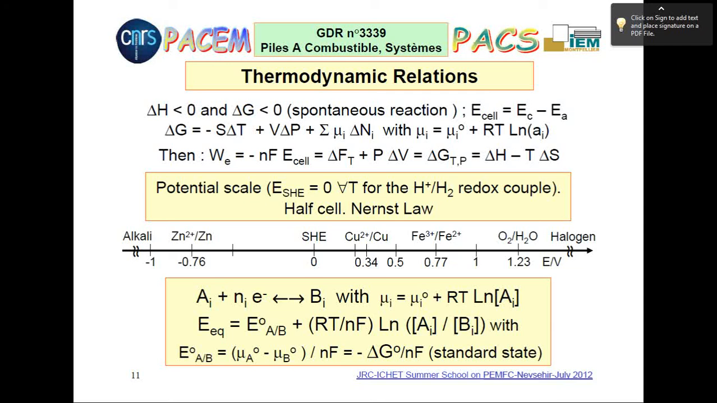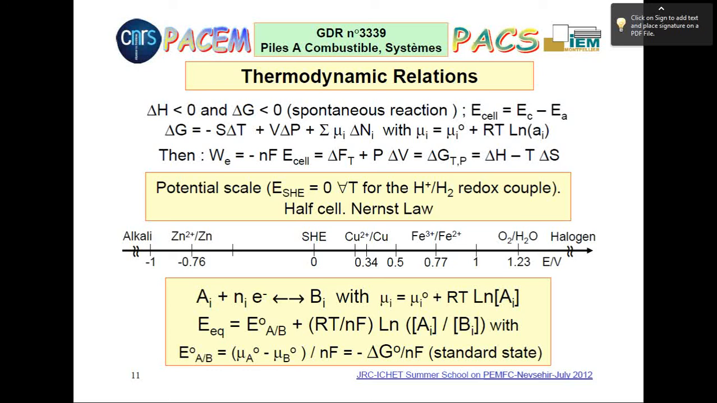That means the free energy in the reversible condition is equal to the external work. So you have two works. You have the electrical work and you have the mechanical work. Mechanical work is the product of pressure, which is supposed to be constant, by the variation of volume. If you make all the good calculations, you arrive at this point that the electrical energy is equal to the variation of Gibbs energy.